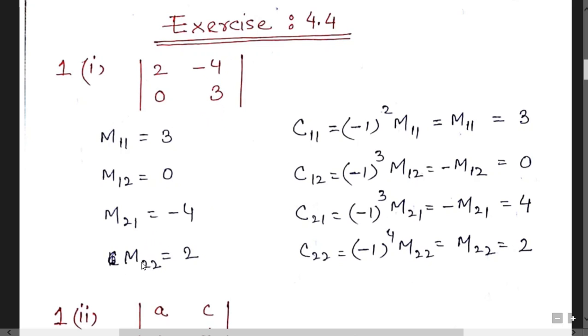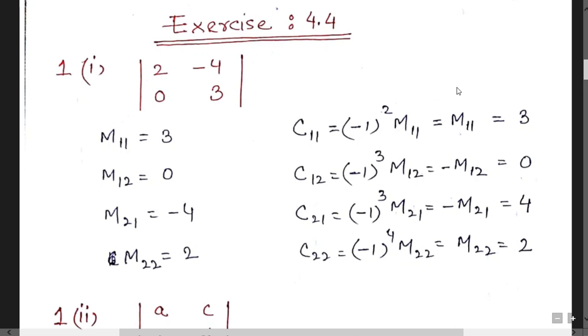Then M22, what is the meaning of 2 2? Second row and second column. What is the pending element? It's 2. It means these minors are there. What about the cofactor? The cofactor can be written as C11 equals minus 1 squared M11, then minus 1 cubed M12, then for C21 minus 1 cubed M21, for C22 minus 1 raised to power 4 M22.